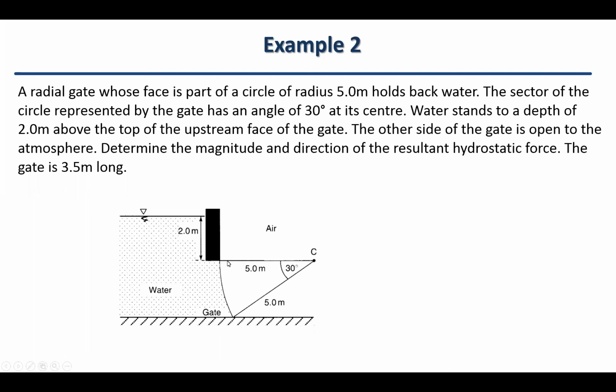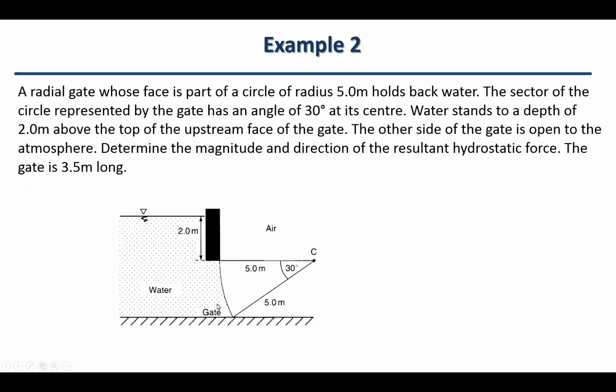The question here is to calculate the magnitude and the direction of the resultant hydrostatic force. Here we calculate for the whole length of the gate, which is 3.5 meters. So we need to calculate not per meter length, but for the whole length of the gate, which is 3.5 meters. Let's see how we can go ahead with that. Again, we have two components, the horizontal force and the vertical force. We need to calculate both.